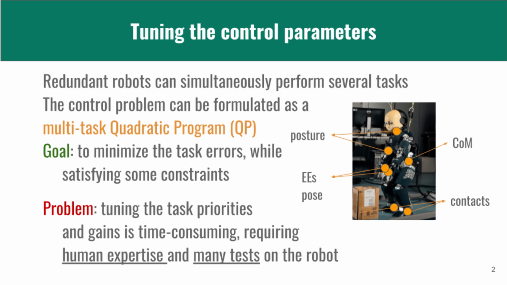Finding the task priorities together with the task gains is often a time-consuming trial-and-error tuning procedure that requires human expertise and many tests on the robot. Here we aim at the automated offline optimization of such parameters for generic multitask controllers.